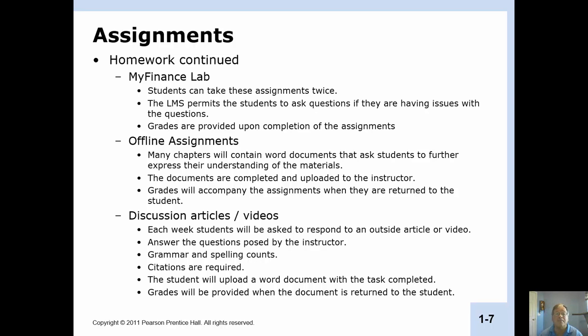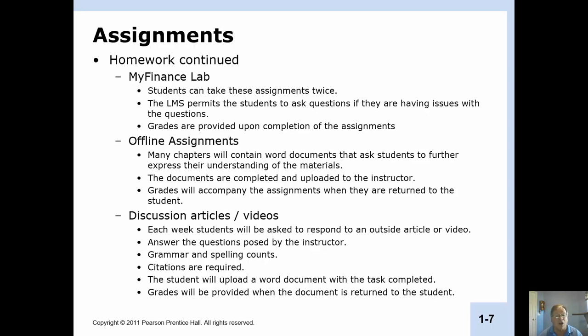Grades are going to be provided, obviously, upon the completion of each assignment, since they're done with the My Finance Lab product. The offline assignments are Word documents. You're going to complete those documents and upload them to the instructor. When I grade these assignments and I send them back to you, the grade will obviously accompany those assignments.